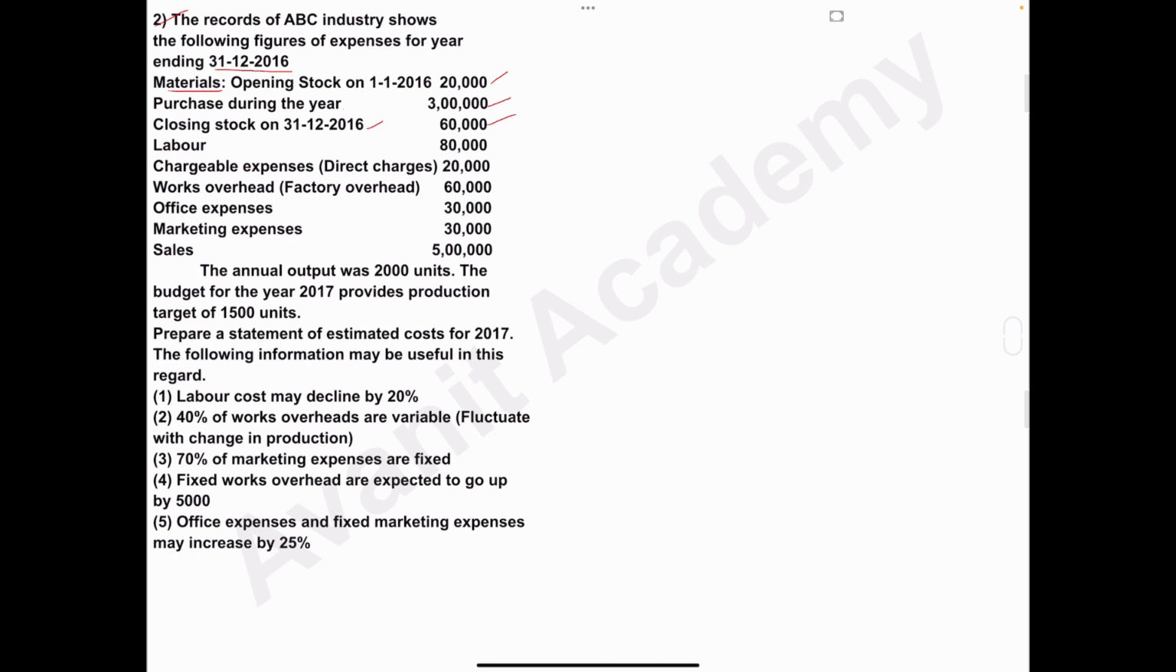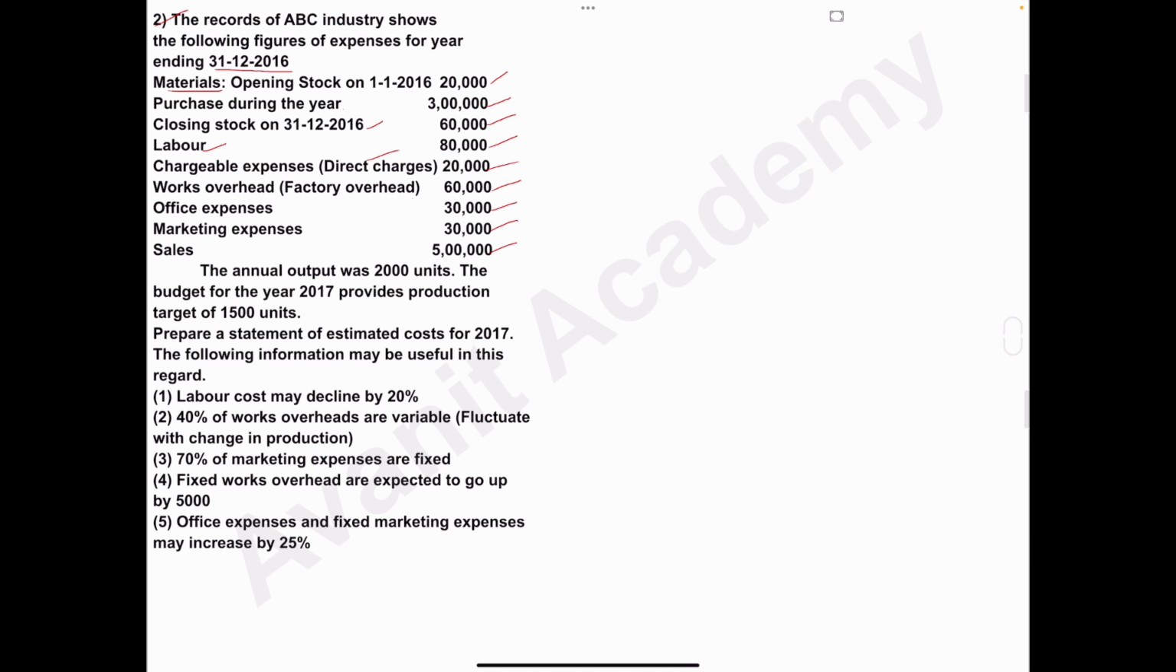Labor, that is direct labor, 80,000. Chargeable expenses, which is also called direct charges, 20,000. Works overhead, that is factory overhead, 60,000. Office expenses, or you can call administrative expenses, 30,000. Marketing expenses, that is selling and distribution expenses, 30,000. And sales amount is 5 lakh.